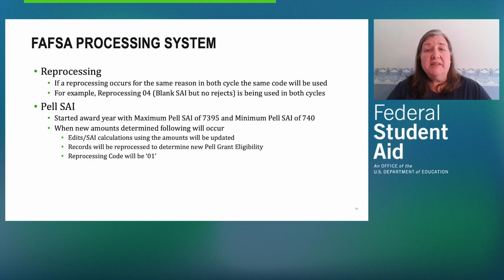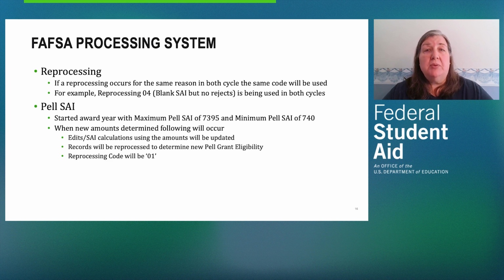In addition, one of the reprocessing efforts that we will do, we don't have a time for it yet, but currently for the Pell SAI in the 25-26, the maximum Pell SAI that we are using in our calculations is 7,395. The minimum Pell SAI is 740. We started the 25-26 cycle using those numbers. Once we are informed of the new numbers, we will go through and we will have to do a reprocessing to determine students' new Pell Grant eligibility, because there are students who are not currently eligible that may be eligible if the cutoff is increased.